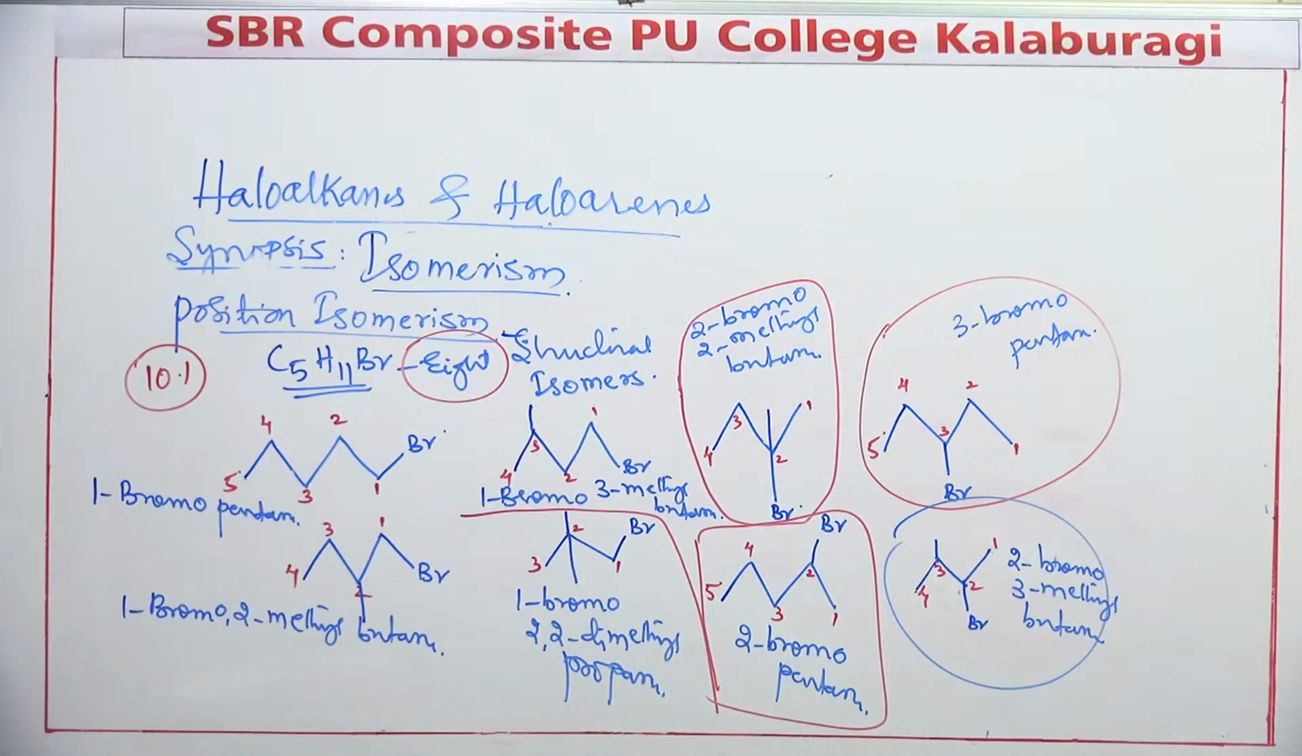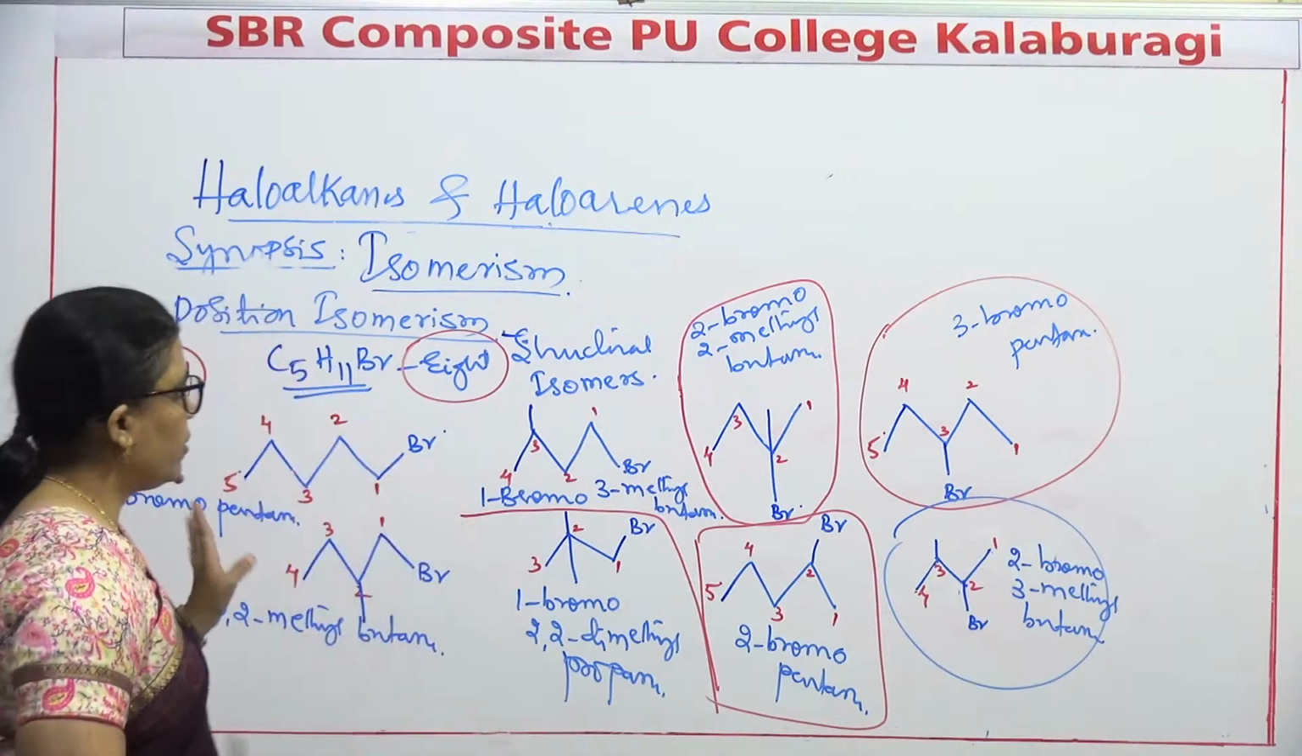Let me confirm this once. We are writing 1-bromopentane, 2-bromopentane, yes, 3-bromopentane also, 1-bromo-3-methylbutane, then 2-bromo-3-methyl, yes, 2-bromo-2-methyl, yes. Then we have 1-bromo-2-methylbutane, yes. Then 1-bromo-2,2-dimethylpropane. This also, yes. We have written correctly.